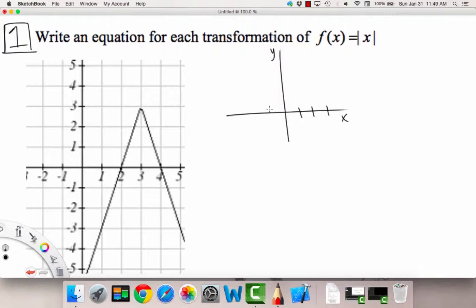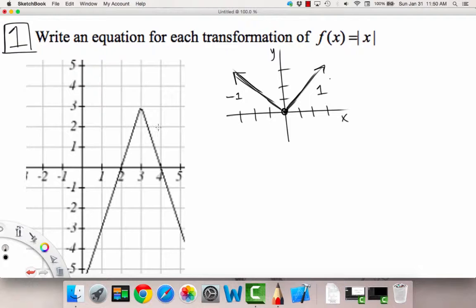1, 2, 3, 1, 2, 3, 1, 2, 3. Okay, so our normal graph of absolute value of x looks something like this. Let me draw the lines here. We have our vertex at the origin, 0, 0, and slopes of 1 and negative 1, respectively. So this is a slope of negative 1, this is a slope of 1. It's facing upward, pointing upward here.